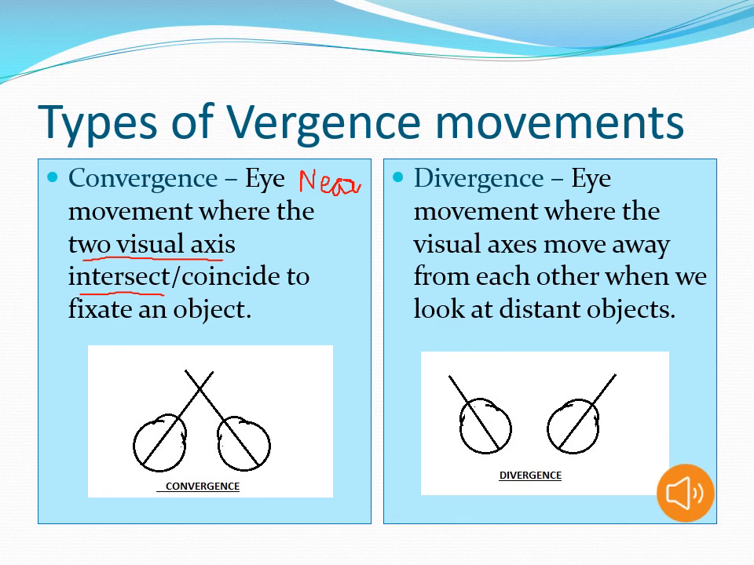So this movement is called convergence. Similarly, when we look at a distant object, the two visual axes move away from each other. So this movement is called divergence.